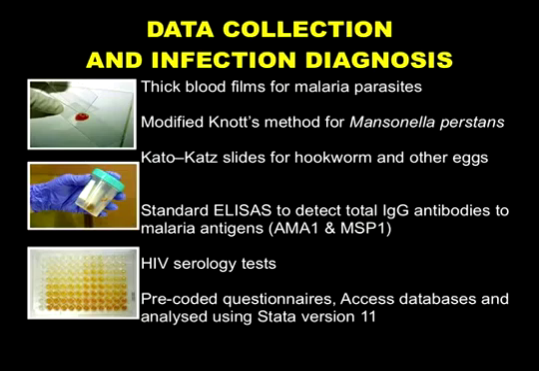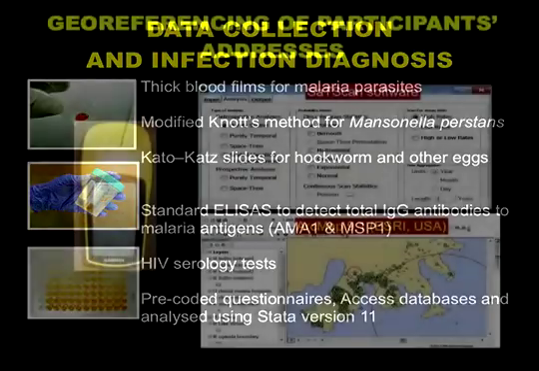For the antibody responses, standard ELISAs were carried out to the malaria antigens apical membrane antigen 1 and merozoite surface protein 1. In addition, HIV serology tests were carried out. All clinical data and other study-related data were entered on pre-coded questionnaires into Access databases and analyzed using Stata.